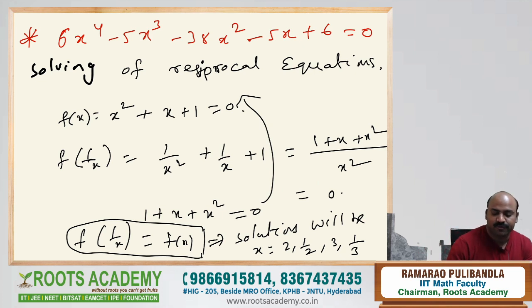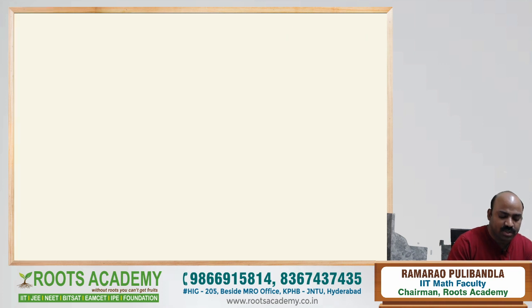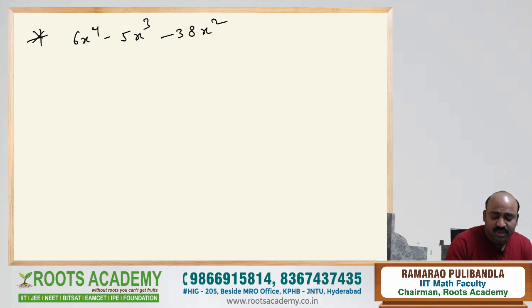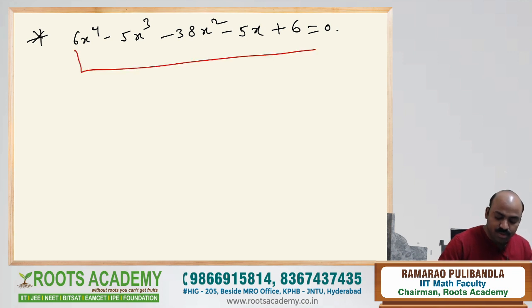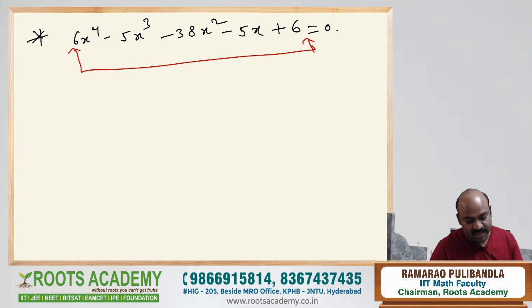So sir, how to solve this type of questions? Very simple, students. All of you look here. To solve 6x power 4 minus 5x cube minus 38x square minus 5x plus 6 equal to 0, the beautiful logic to say whether it is reciprocal or not is that equidistant coefficients should be equal or opposite in sign. 6, 6 or 6, minus 6 like that. Then we call it a reciprocal equation.